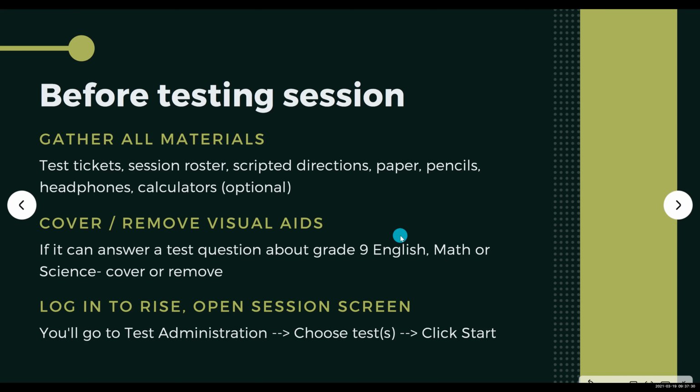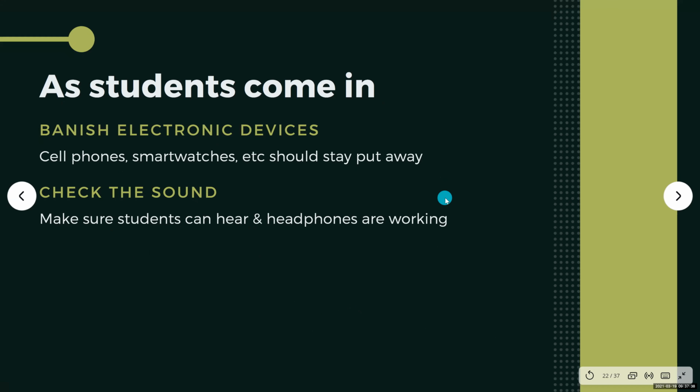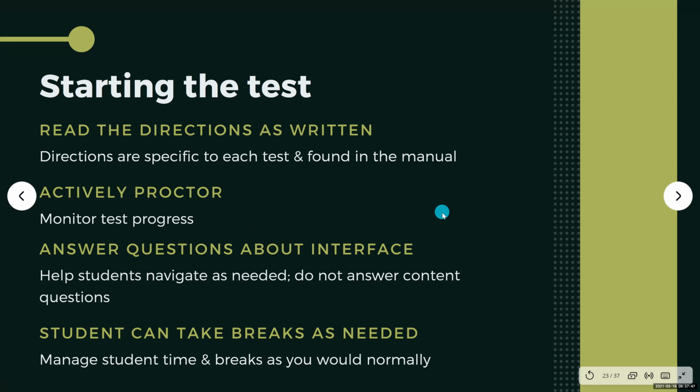So once you've got your room set up, you've got your materials, you are logged in, and you've got the session open, you are ready to go. And then as students come in, remember, since this is a test, we want their cell phones and their smartwatches to be put away. And you can just direct them to check their sound. They do have to check the sound as they log into a RISE test. So that is part of the logging in process.